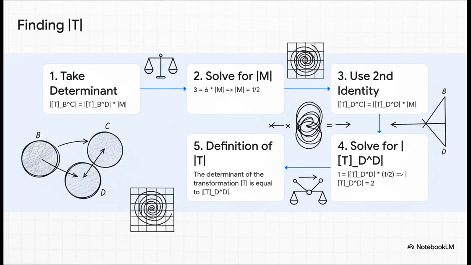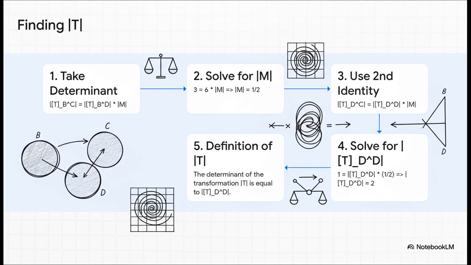Now, we just have to connect the dots. Let's follow the logic here. First, we take the determinant of our main identity. A beautiful property of determinants is that the determinant of a product of matrices is just the product of their determinants. Easy enough. Next, in step 2, we plug in the numbers we know. 3 equals 6 times the determinant of M. A little bit of algebra, and we find that the determinant of M is 1/2. We just figured out our translator's scaling factor.